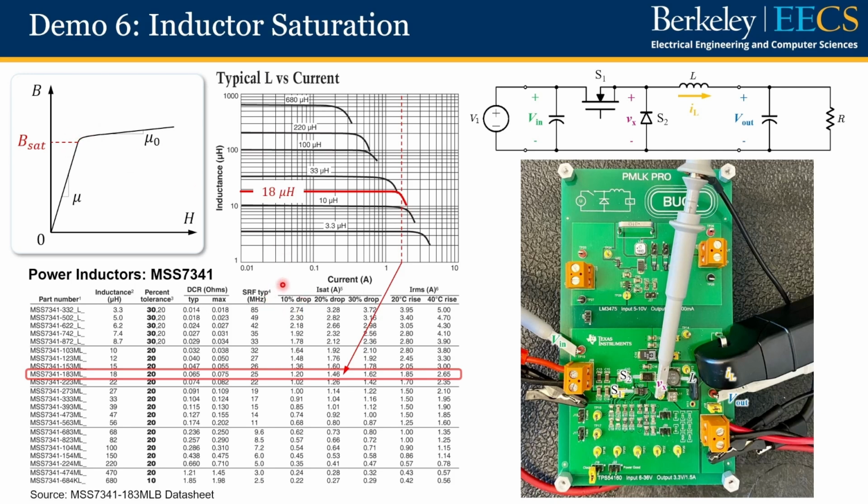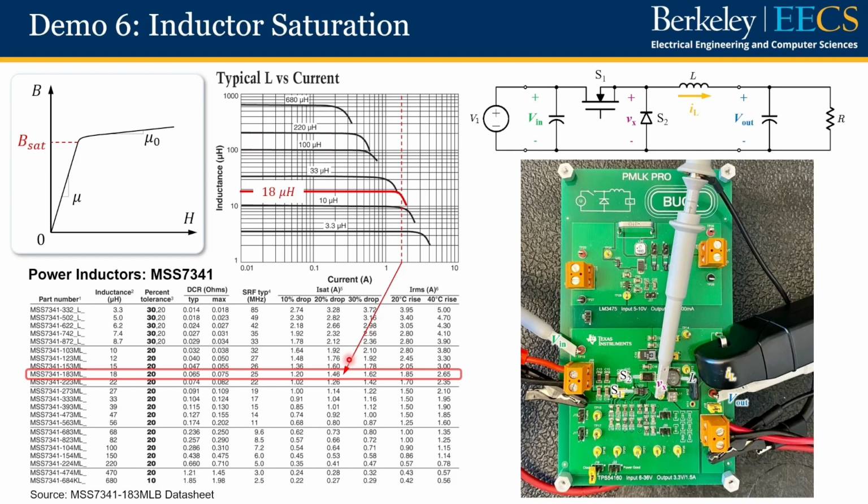In this data sheet, it provides us 3 different saturation currents that tell us when we will have a 10% drop in the inductance value, 20% drop, or 30% drop. Here, as a rule of thumb, we will use the saturation current that gives us a 20% drop in the inductance value as the saturation current for this inductor. So here we can say that roughly the saturation current is 1.5 amps.